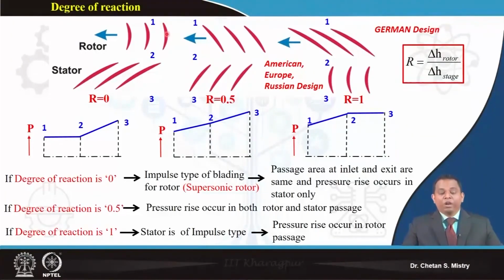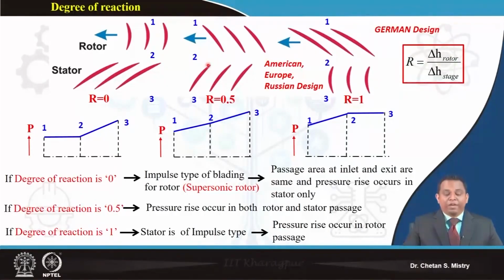Now let's move to the next case, when my degree of reaction is 50%. What we realize is that 50% of my diffusion happens in my rotor, and 50% of the diffusion happens in my stator. If that is your case, you can look carefully: I will have my rotor passage entry area and exit area different.